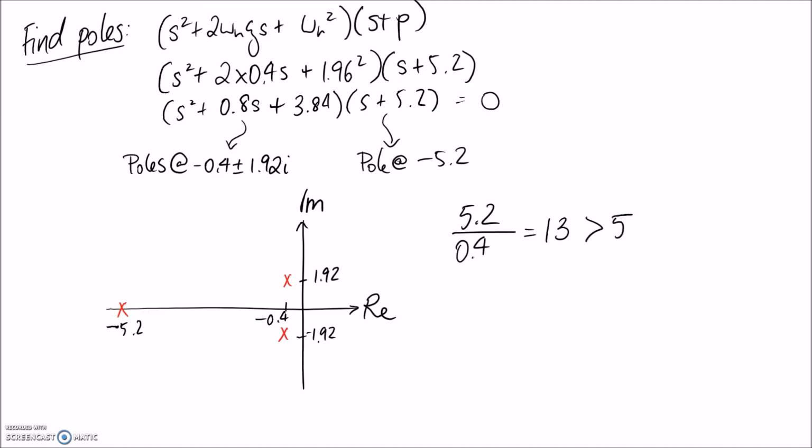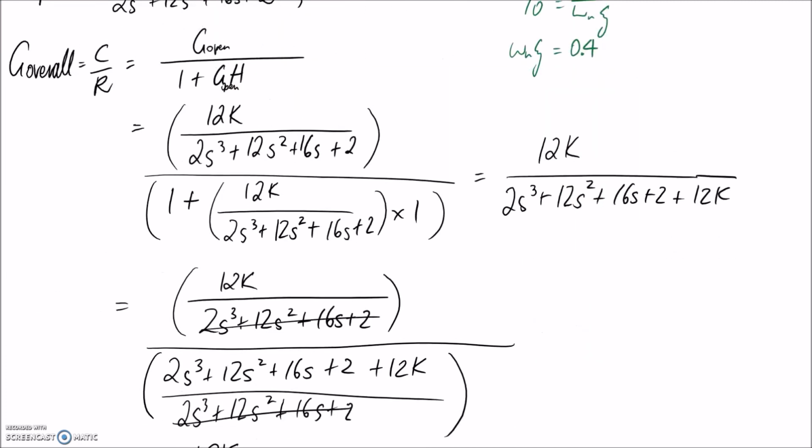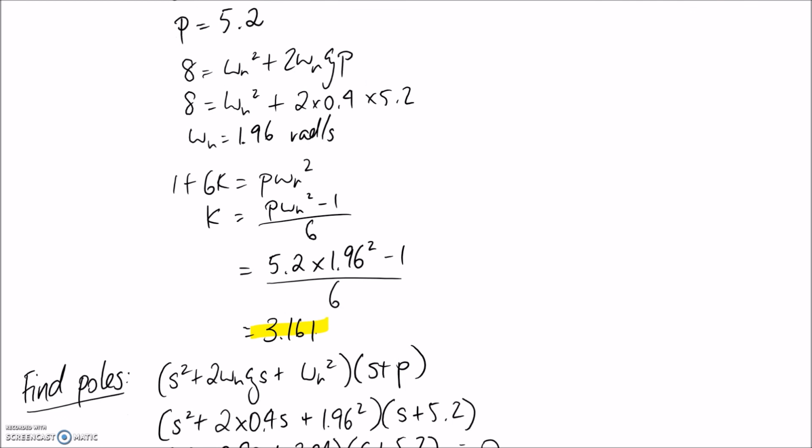Now this is greater than 5, so as a result, so therefore, second order dominance assumption is valid. So that's the answer to the second part of the question, where it asked us if this assumption was valid. So what we can conclude is that when k is equal to the value that we calculated, 3.161, we should have a settling time of about 10 seconds.